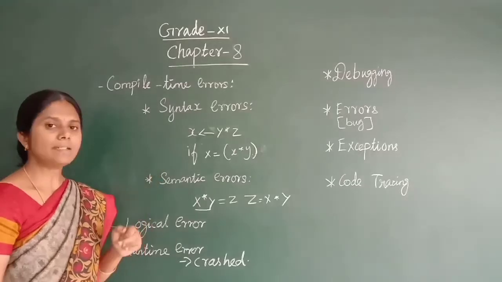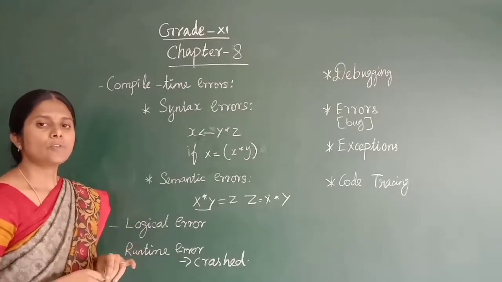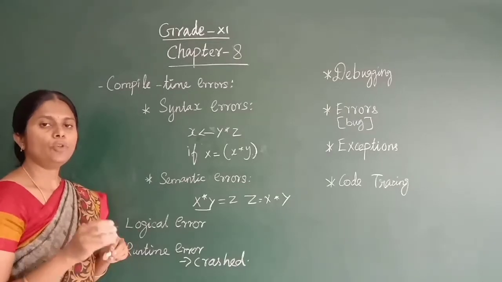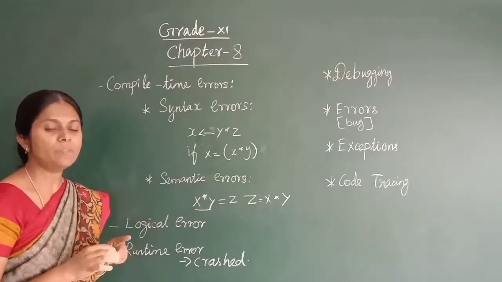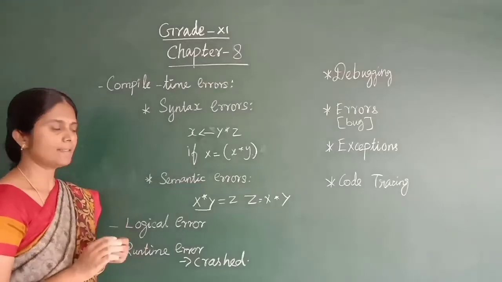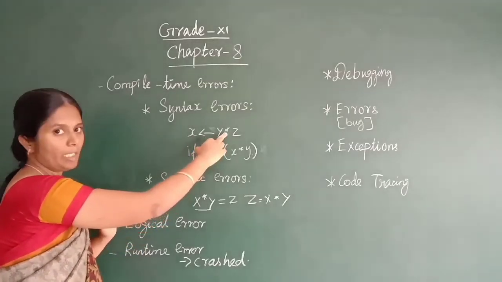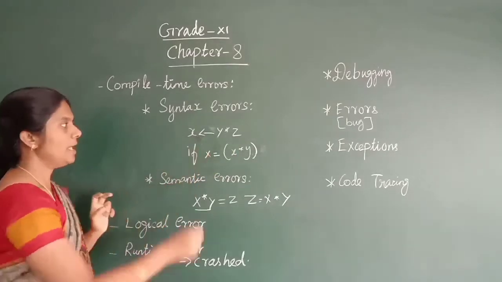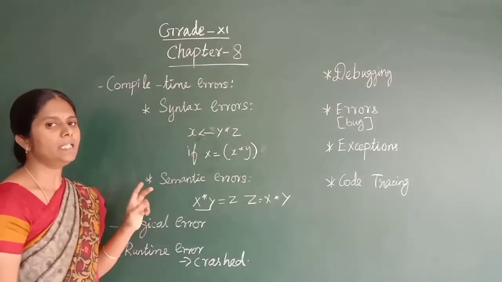So, what are syntax errors? You have studied many syntaxes in Python, yes? So, you are following some rules for using the code. If you make any mistake in using the syntax in your program, it will display the message as a syntax error. For example, X left arrow, Y multiplication Z. This is not an assignment operator that we have used here. So it will display an error message. It is a syntax error.